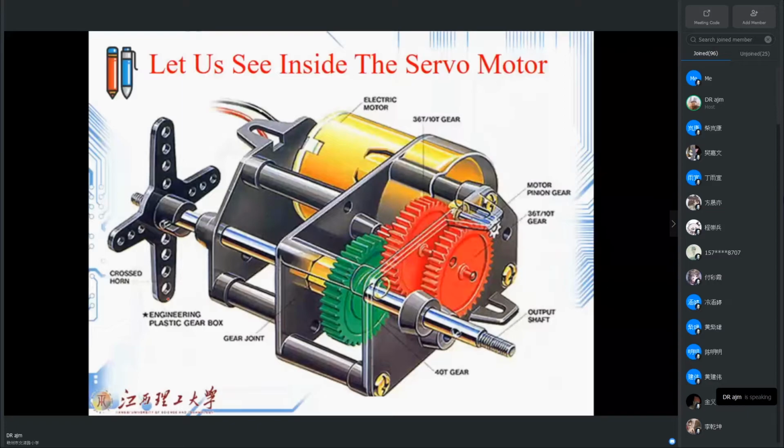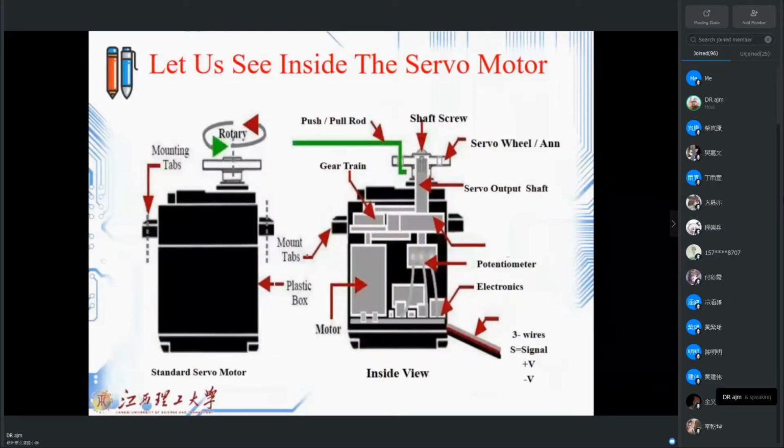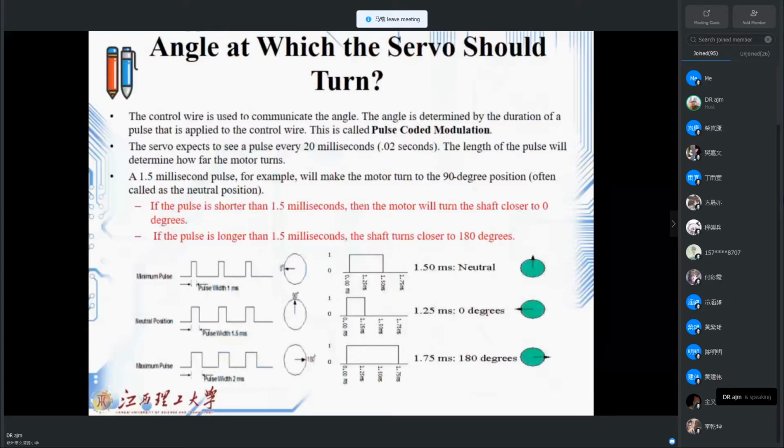If we look at a servo motor from outside, we have this shape. This is the rotary part. These are parts that you can fix, and this is the servo motor. From inside, this is the gear, this is the push rod, and other parts not related to our topic, but it's good that you know about the mechanical limitation and circuits that we have. Anyway, something that you should know is the angle at which the servo is turned.